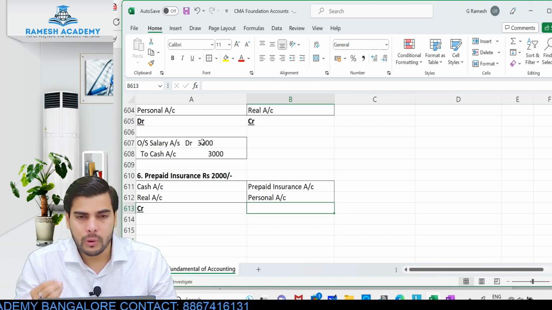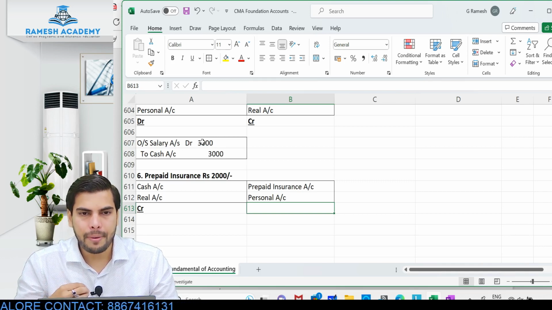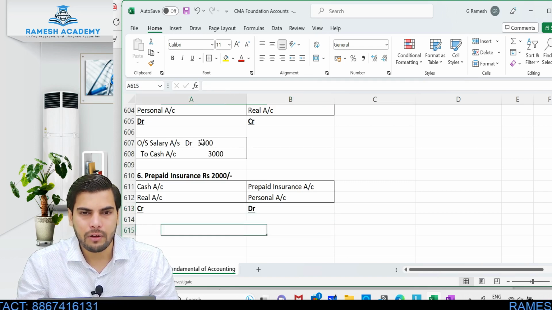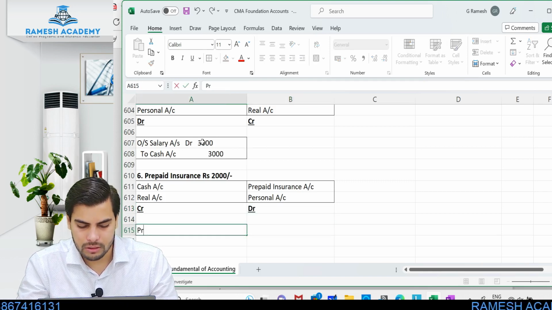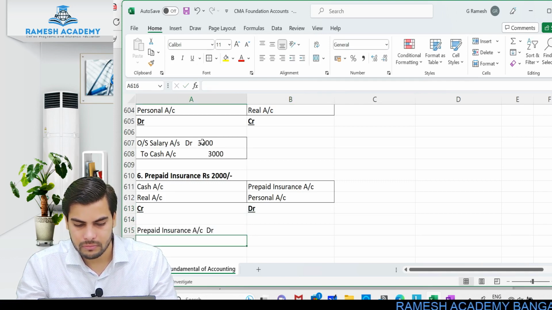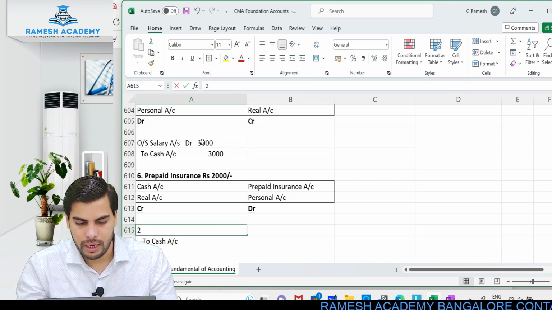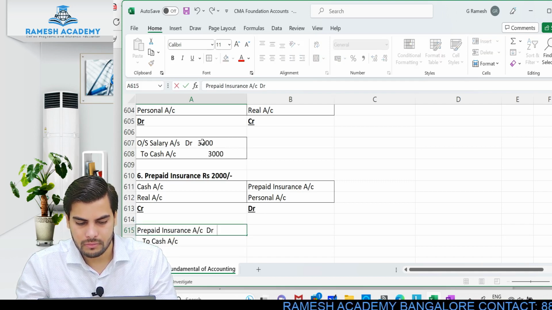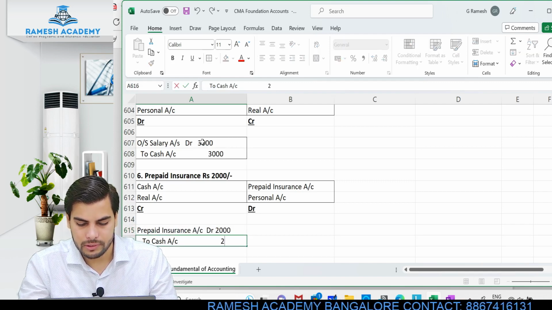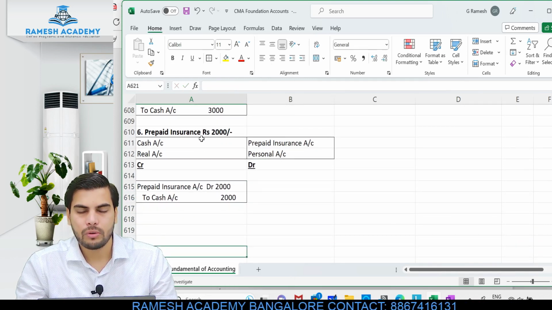Okay. So tell me whether the company is receiving the benefit or giving the benefit? I'm paying the premium to the company. Don't you think the company is receiving the benefit? Debit the receiver of benefit. So what will be the journal entry for this? Prepaid insurance premium account debit to cash account. Okay, so prepaid insurance 2000 to cash account 2000. This would be the journal entry.